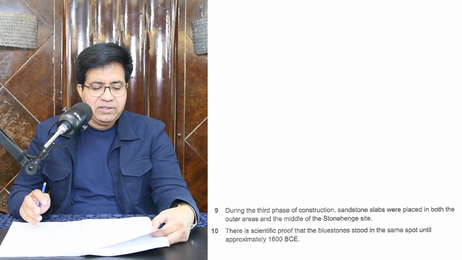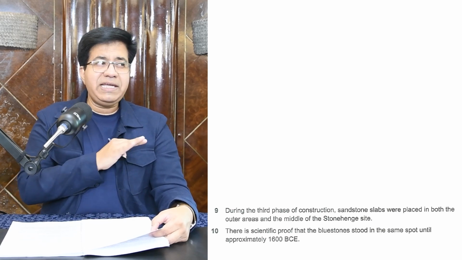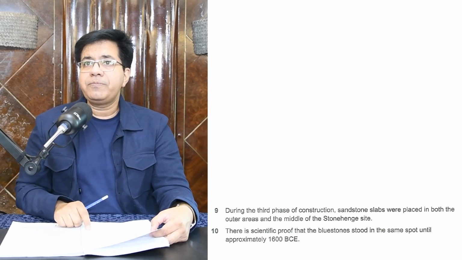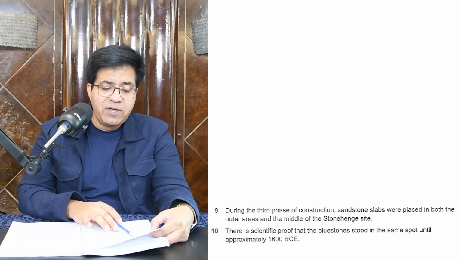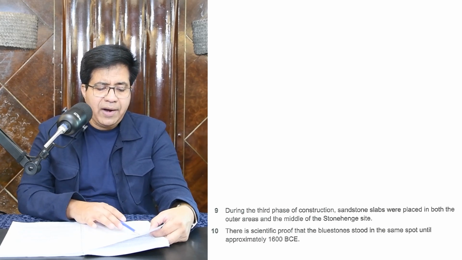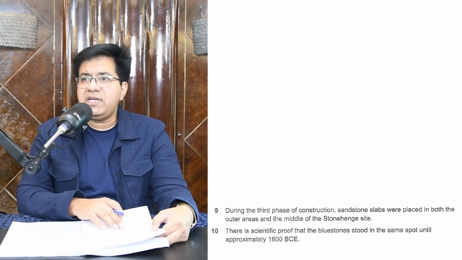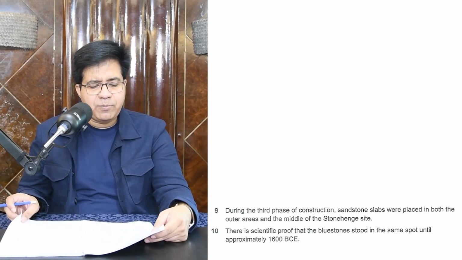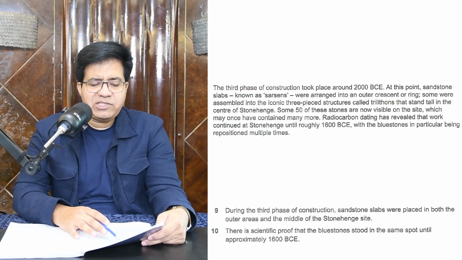Question number 10. There is a scientific proof. Now, whenever they say there is a scientific proof, if they have a scientific proof, then the answer is true. If they don't have it, the answer is false, otherwise not given. There is a scientific proof that the blue stone stood in the same spot until approximately 1600 BCE. Now 1600 BCE and blue stone, and if there is a scientific proof for that. Same paragraph. I'm reading it from the third last line.